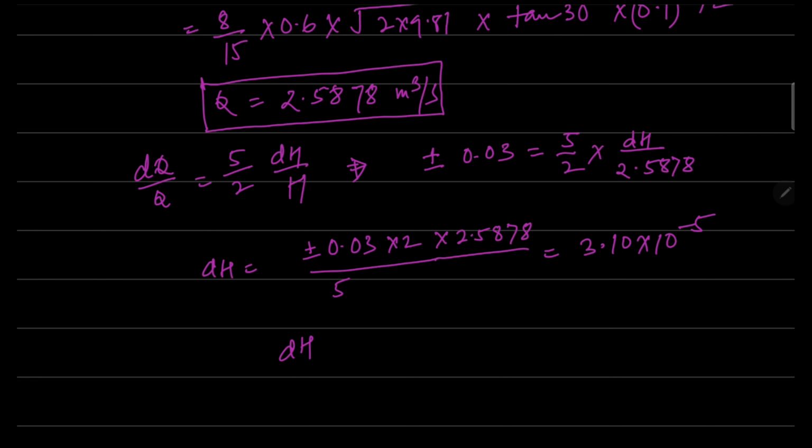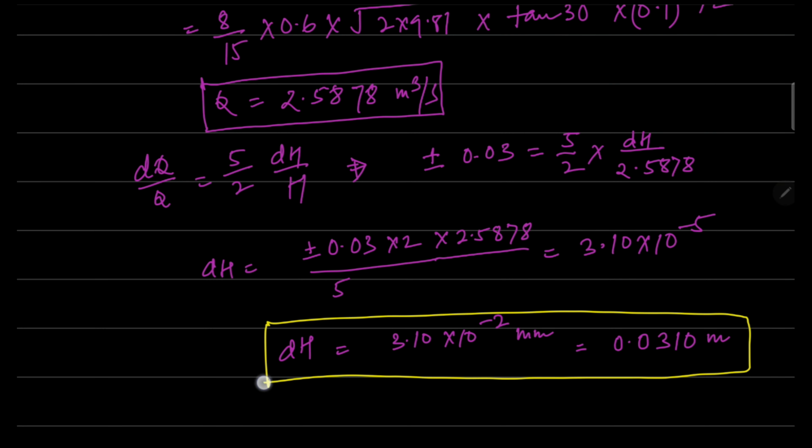So we can write it in terms of centimeters. So this value will be 3.10 times 10 to the power minus 2 mm. Or we can say that it is 0.0310 meter. That is the value of dh.